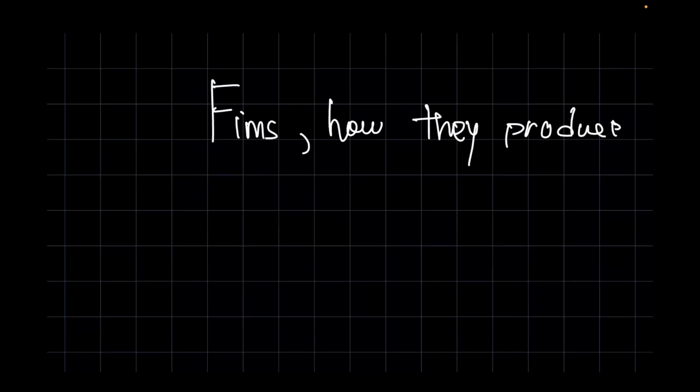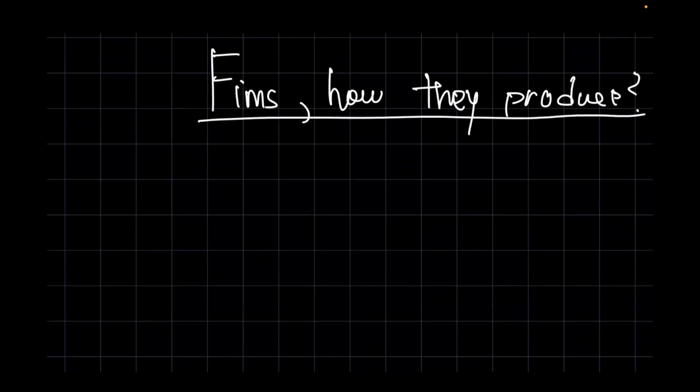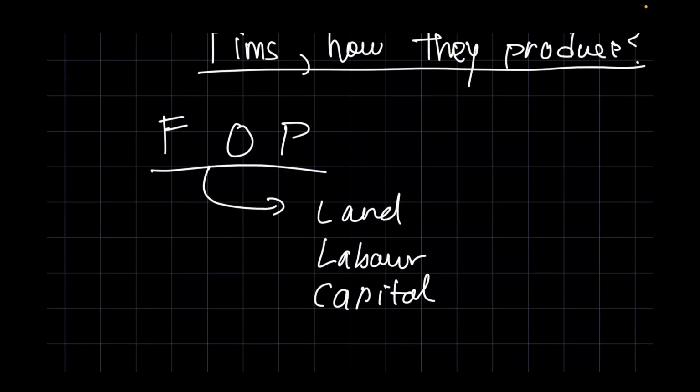In this video, let's look at how firms produce products. Let's get started. Looking at firms and how they produce products. So when we look at how they produce products, I think it's essential that we go back to the basics and remember the factors of production. So the four factors of production are land, labor, capital, and enterprise. I hope we all know that by now.